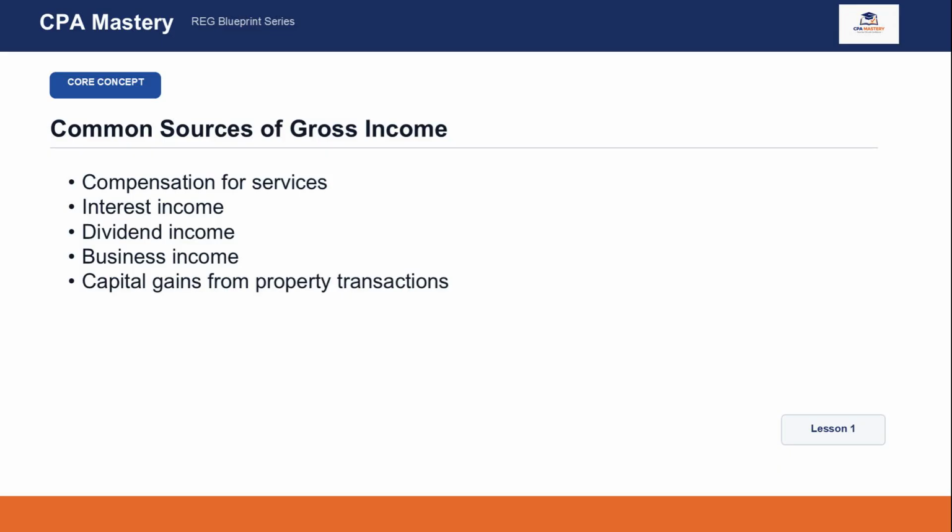You do not need to memorize this as a random list. Think of it as a map. If the exam asks where income came from, it usually fits into one of a few familiar buckets. The more quickly you can identify the bucket, the easier the tax treatment becomes.